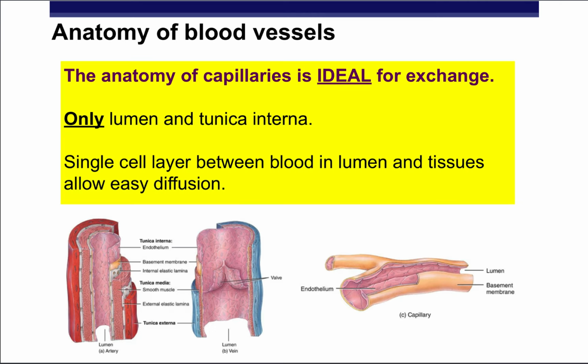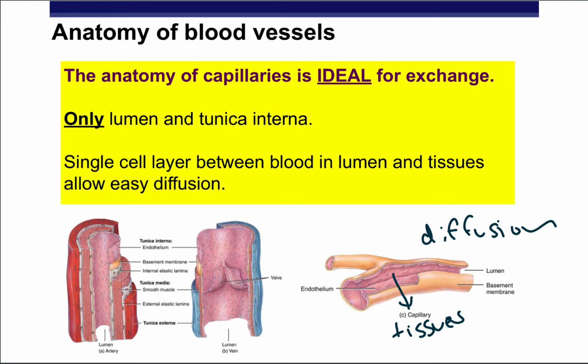So the big deal here is for the anatomy of your blood vessels, the anatomy in particular for the capillaries is ideal for exchange because unlike the veins and arteries, it lacks almost all the layers. It only has that single tunica interna, that single layer of endothelium cells that allows easy passage of materials from inside the lumen to diffuse and flow out to your tissues. So diffusion, okay?